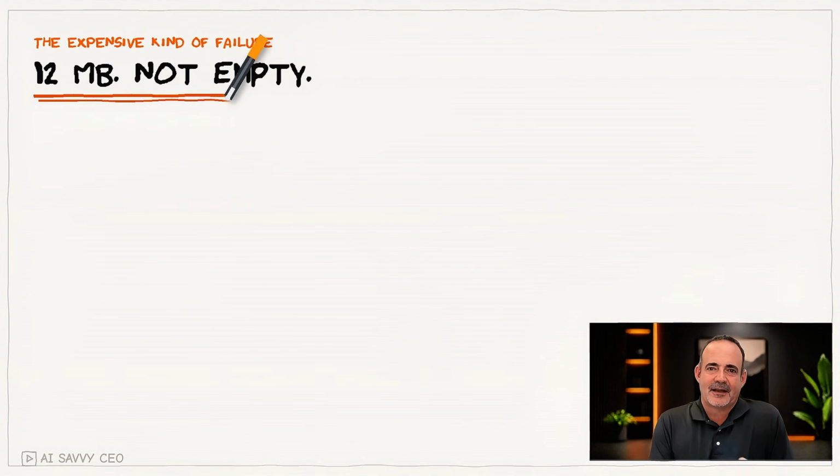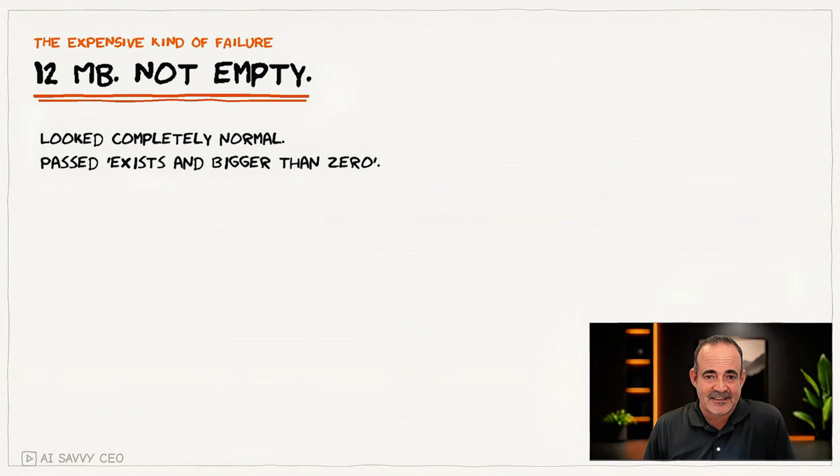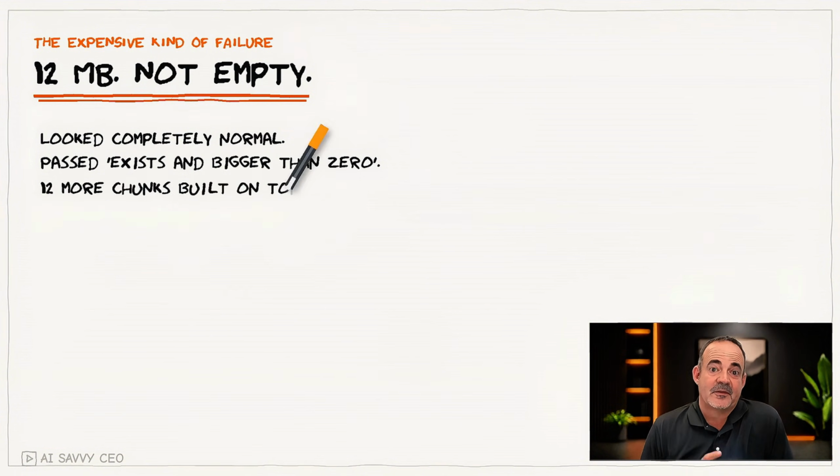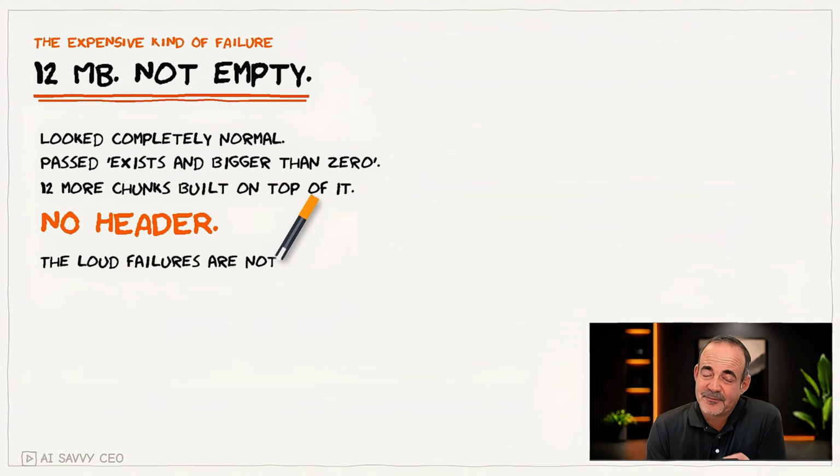One of those chunks got killed mid-write. It left behind a 12 megabyte file. 12 megabytes, not empty. Looked completely normal in the folder. And my resume logic checked, does this file exist and is it bigger than 0, which it was, so it skipped it and moved on. I built 12 more chunks on top of it. And then at the very end, when everything got stitched together, the whole thing failed because that file had no header. It was never finished. It just looked finished.